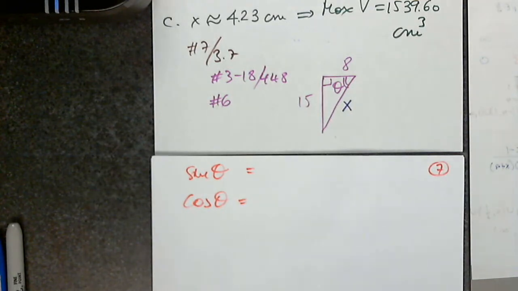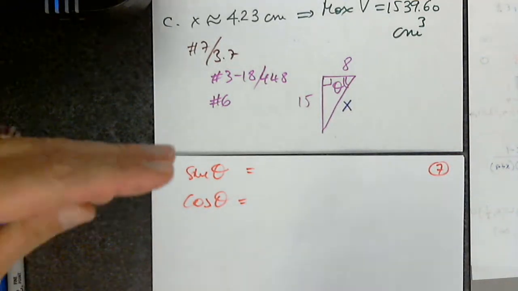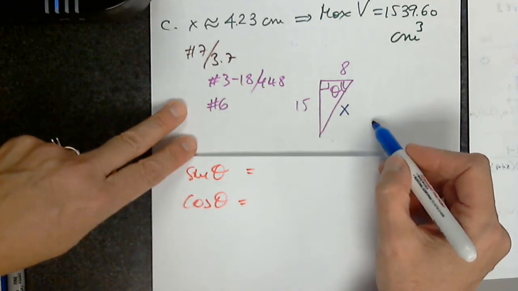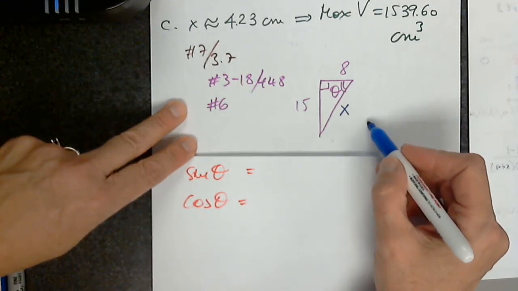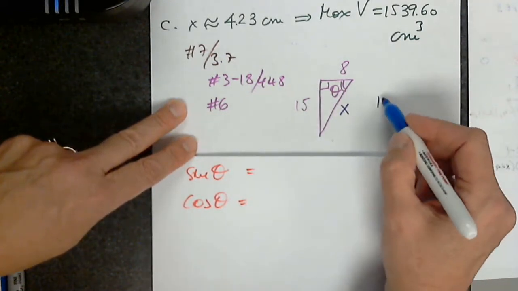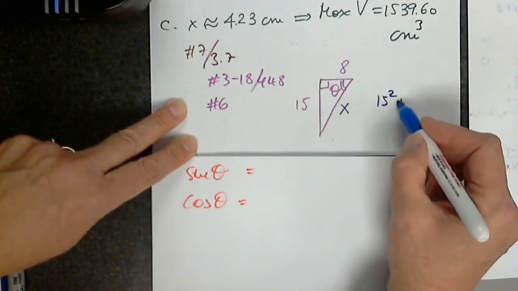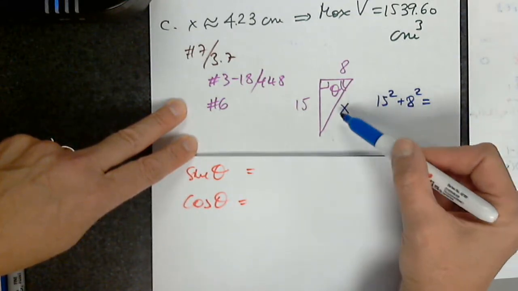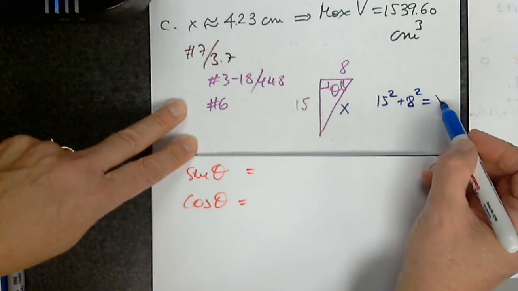Don't say a squared plus b squared equals c squared. I just want to apply it to what I have. 17. So, x equals 17. Yes, but I still have to write it for everyone to see. 15 squared plus 8 squared equals?